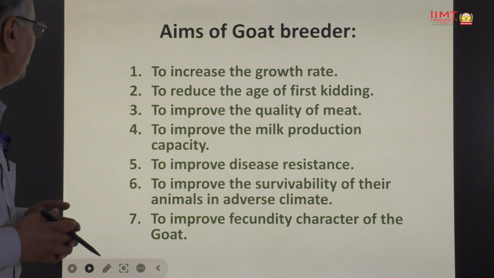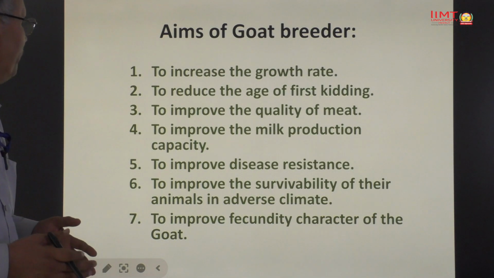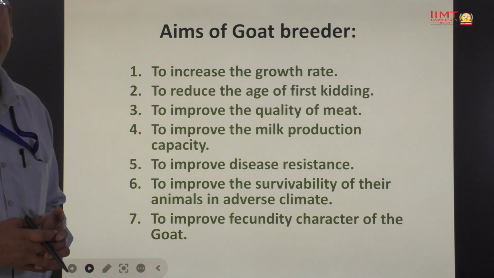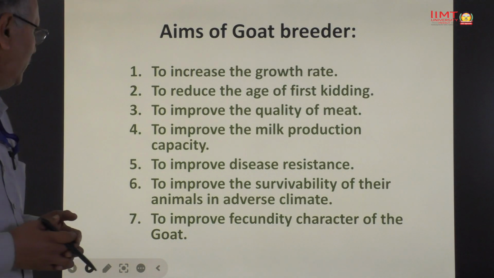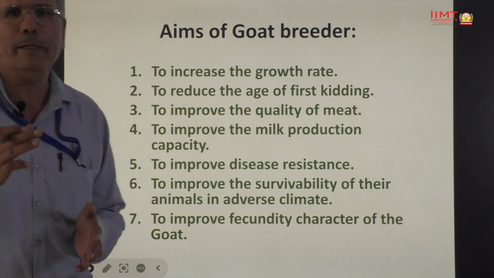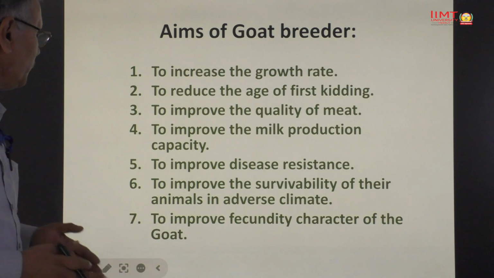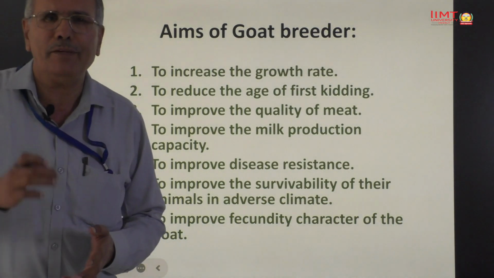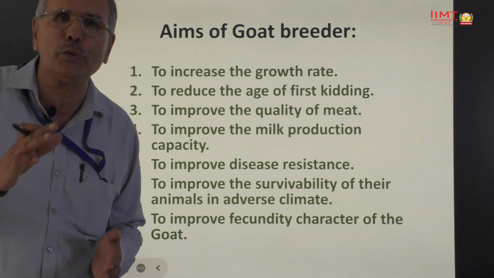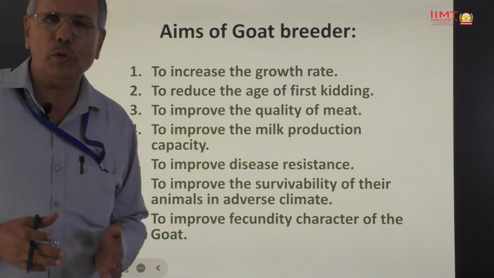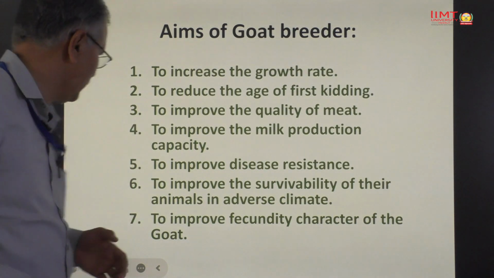Number three aim is to improve the quality of meat. Next, to improve the milk production capacity of their goat. To improve the disease resistance of their goat. To improve the survivability of their animal in adverse climatic conditions. To improve the fecundity character of goat. What is fecundity character? To give multiple birth at a time is known as fecundity. So, goat breeder wants to improve the fecundity character of their goats.